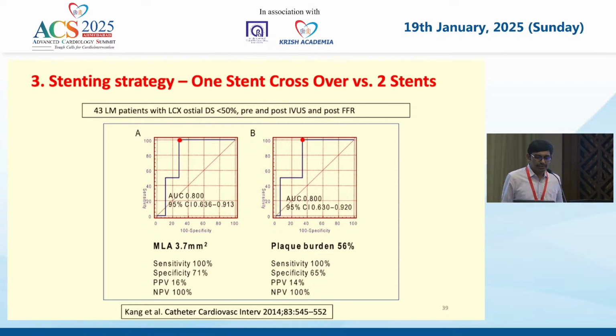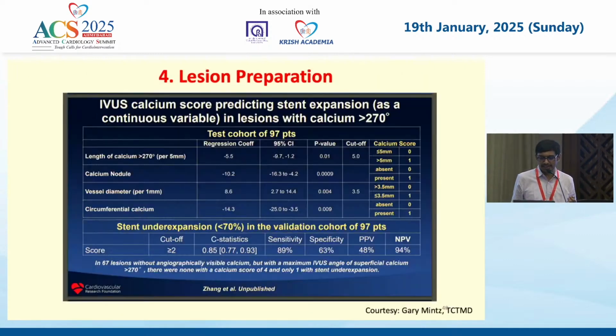And the third role is stenting strategy, to select between a one-stent versus two-stent strategy. This is a study from Korea. Whenever your side branch ostial lumen area is less than 4 millimeters square and plaque burden is more than 50%, those are the patients who had a significant FFR post stenting. So in those patients, maybe start with a two-stent strategy rather than a single-stent strategy.